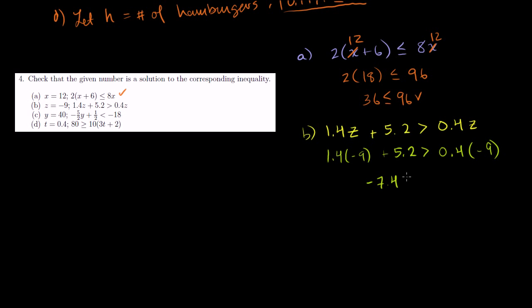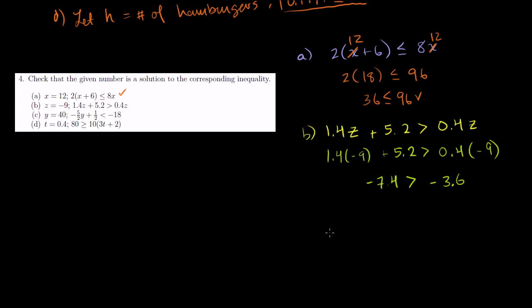And then they're claiming that that is greater than, this I can do in my head. 4 times 9 is 36. I'm going to have to put a negative sign because it's a positive times a negative. And I have one number behind the decimal point. So this is saying negative 7.4 is greater than negative 3.6. This isn't true.